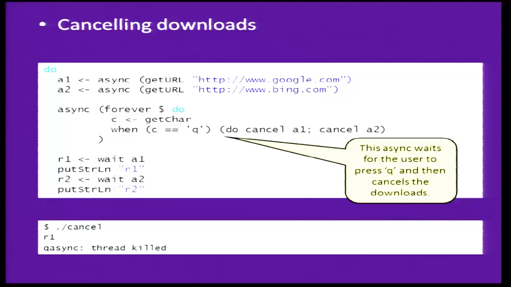So now that we've got cancel, we can write a little program that looks like our original program. It's downloading two URLs. But I'm going to add a new thread here. So in this thread, forever is an operation that does the same thing over and over again. And what it does is it gets a character from the terminal. And if the character is Q, that is, the user presses Q, it cancels these two asynchronous operations that are ongoing. So now we start downloading the URLs.